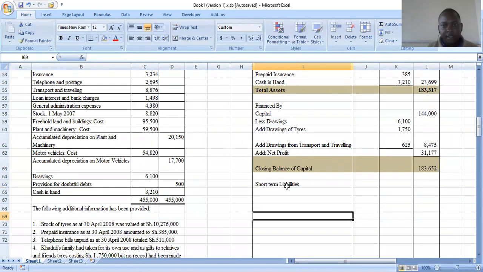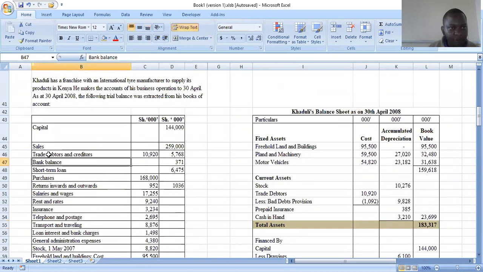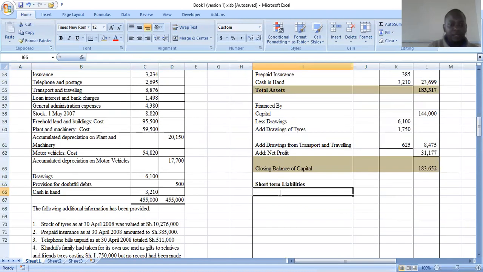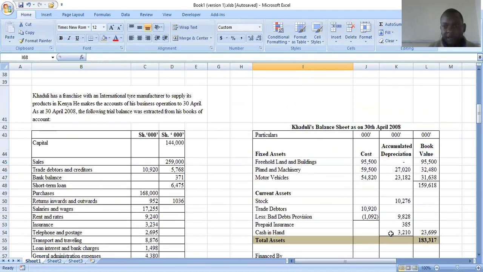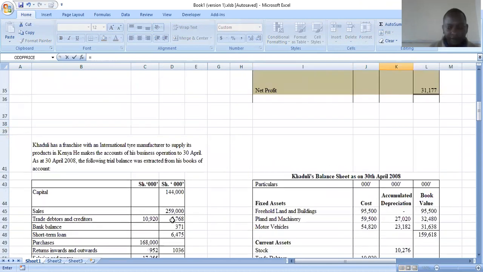Short-term liabilities ambazo tuko nazo hapa ni gani? From the trial balance, we have trade creditors of 5768. Trade creditors, 5768. So we have them here.